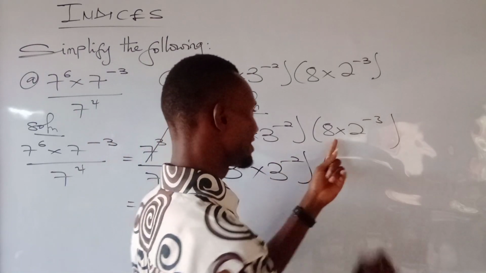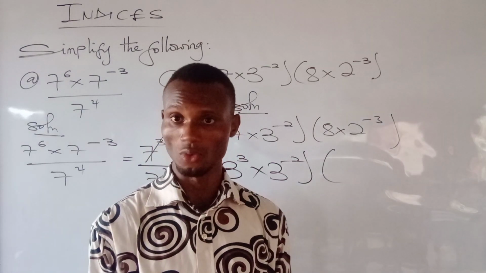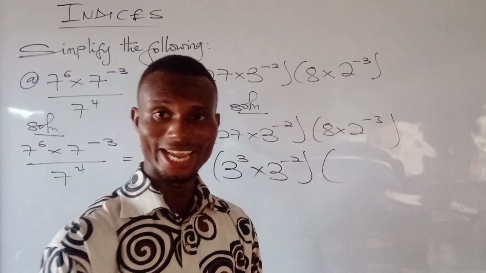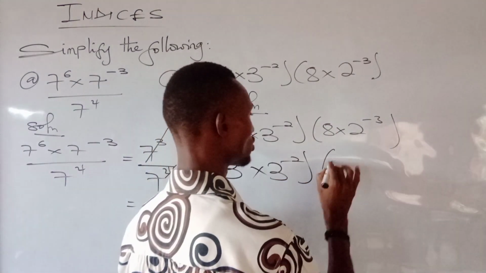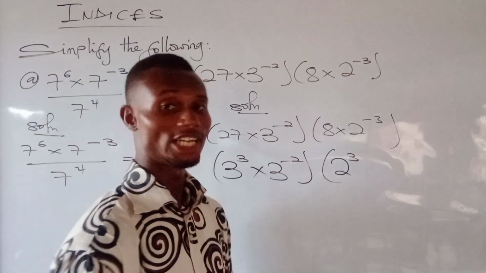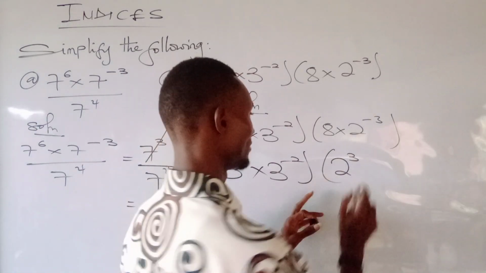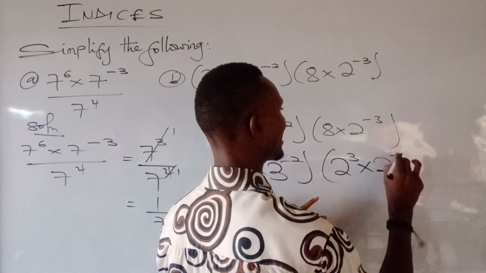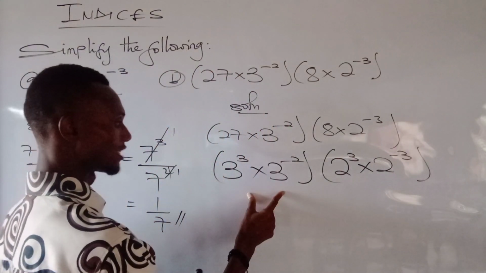Now the 8 here also, we have to express it as a product of prime factors. So we are going to write the 8 as 2 to the power something, and that is going to be 2 to the power 3. Please hope you agree with me. 2 to the power 3 gives 8. It means 2 is multiplying itself 3 times, and that gives the 8. Then we bring our times 2 to the power negative 3. We close our bracket.